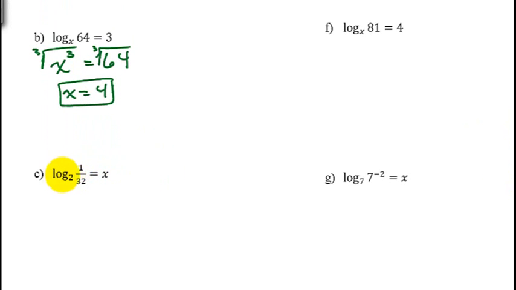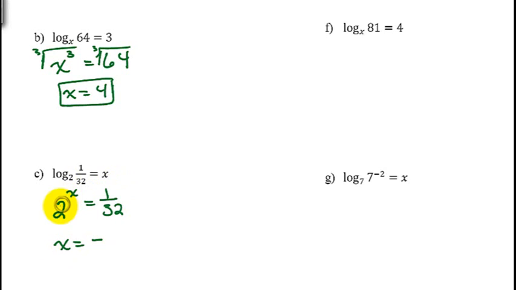On our next example, we have log base 2 of 1 over 32 is equal to x, and so again we're going to rewrite this. So that's going to be 2 raised to the x is equal to 1 over 32. And so now I need to know what power can I raise 2 to so that I get 1 over 32. And so first of all, we need the exponent to be negative because that's how I'm going to get the number in the denominator here.